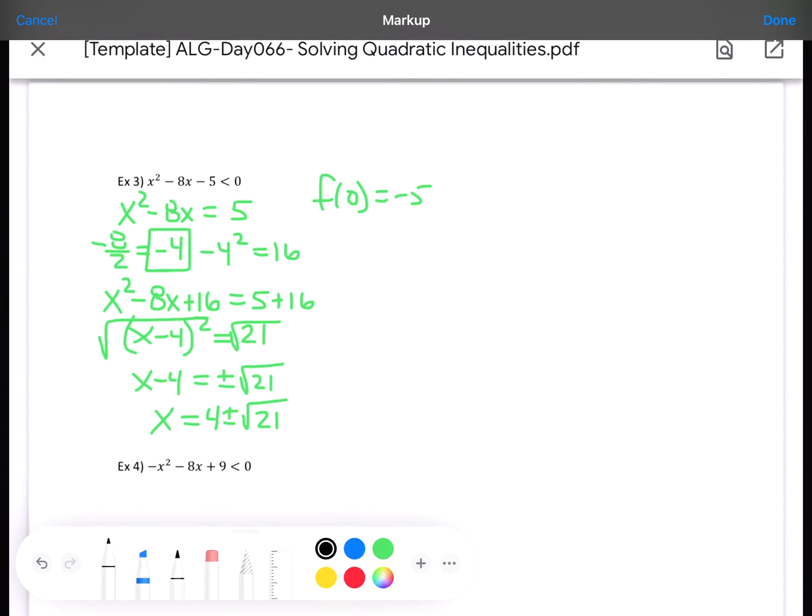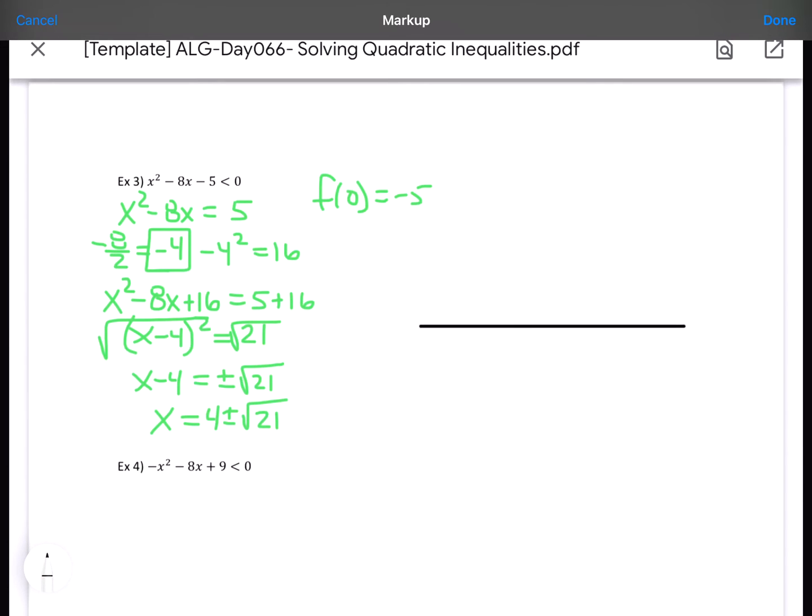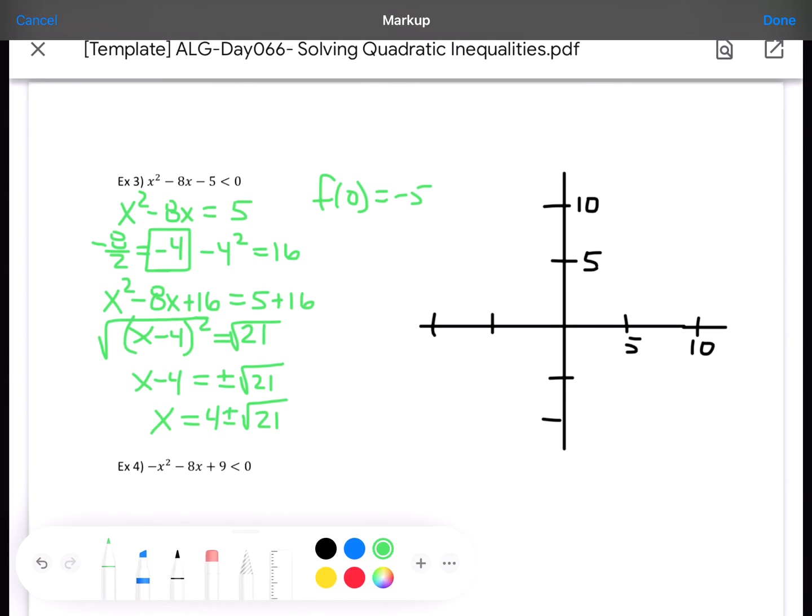I know the direction it opens. It opens up because the x squared term is positive. I'm just going to go by 5s. There's 10, negative 10. So the intercepts are at 4 plus or minus the square root of 21. We know the square root of 21 is somewhere between 4 and 5. So when we add that to 4, it's going to be between 8 and 9. So I'm just going to draw a point right around there.